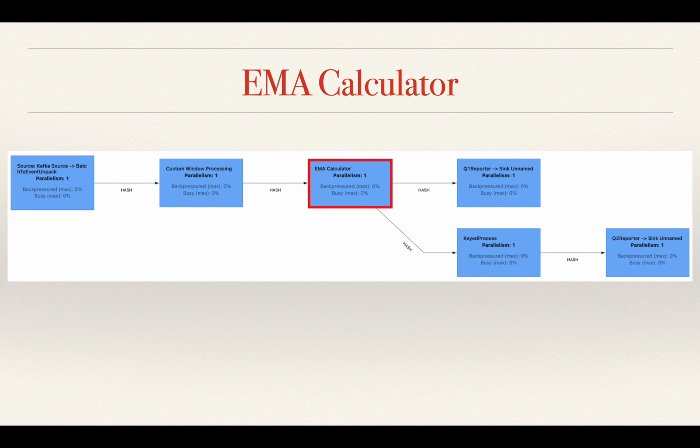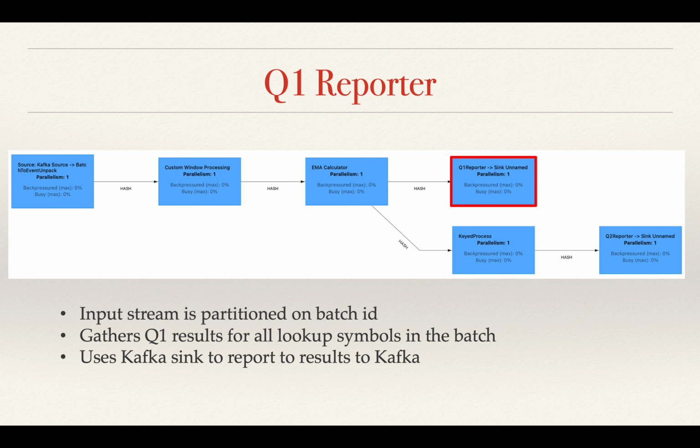The custom window operator emits the last price of the symbol for the 5-minute time bucket. So based on this, the following operator can calculate the EMAs for the symbol as requested by the challenge. And having the EMA, we can report the query 1 results. The input stream of the Q1 reporter is partitioned on the batch ID. So the reporter gathers all the results for all lookup symbols in the batch and publishes the results in Kafka.